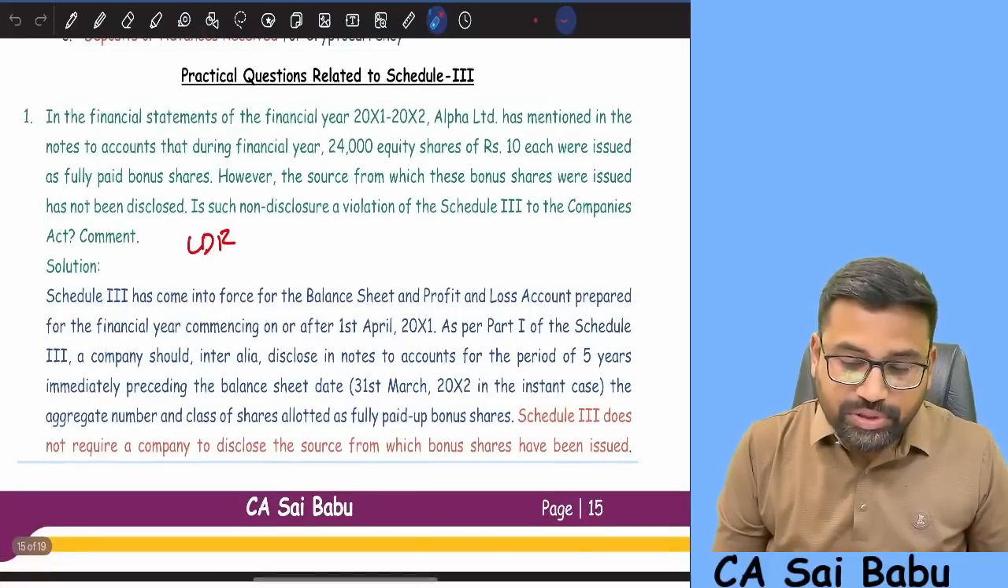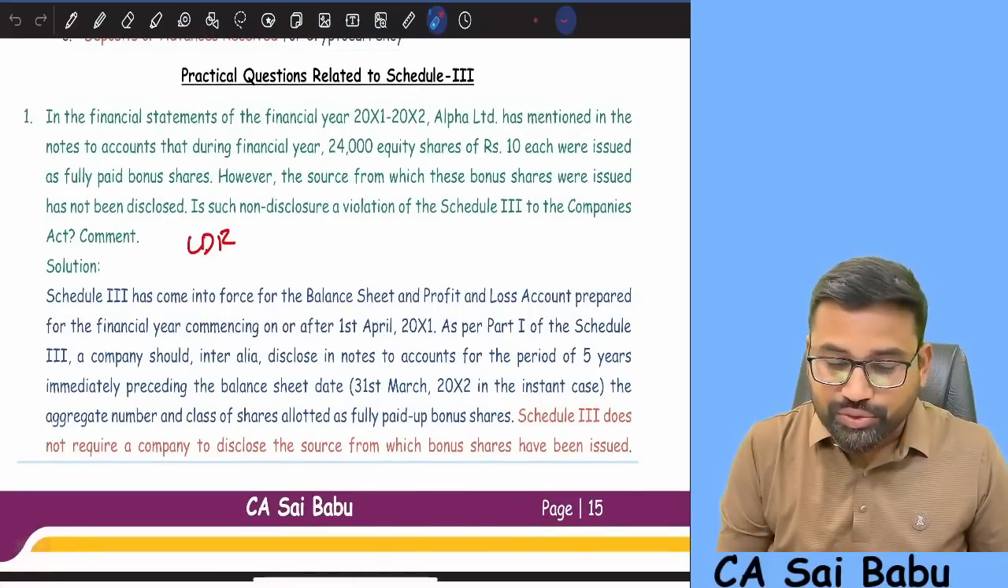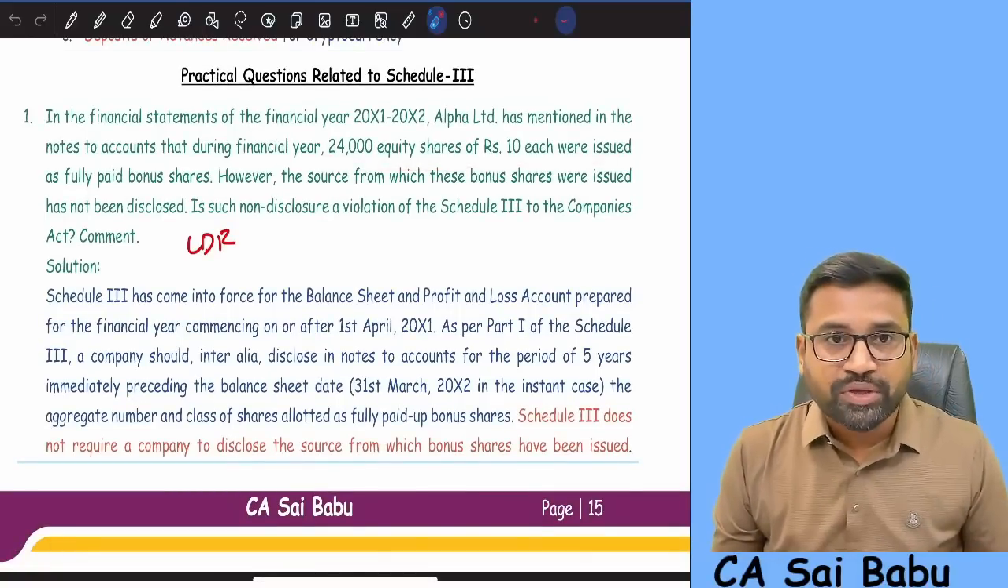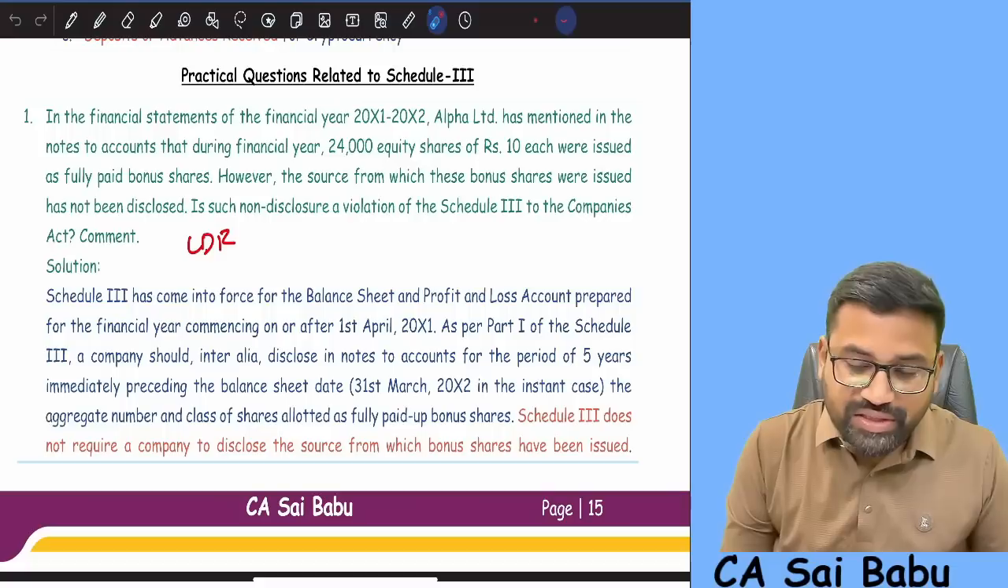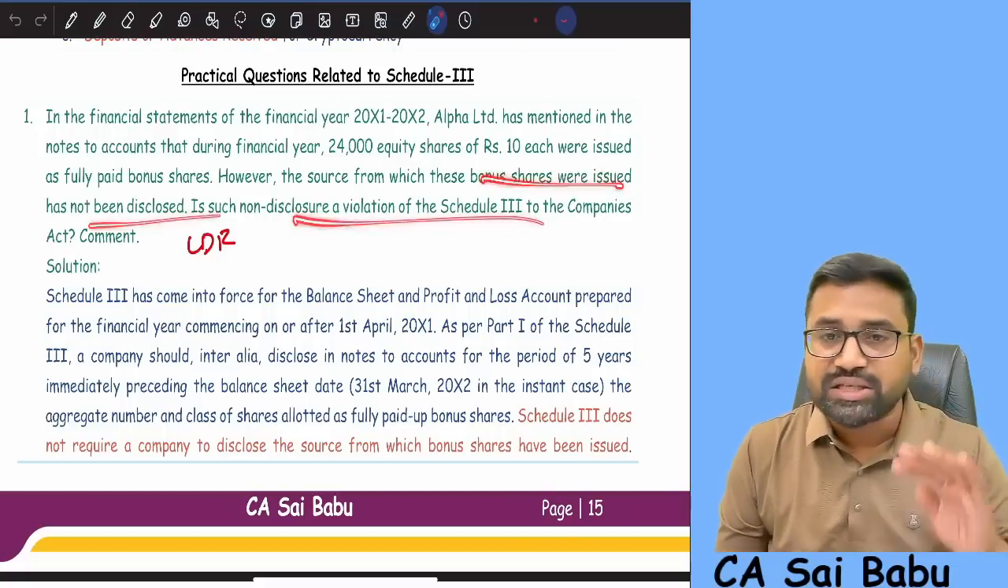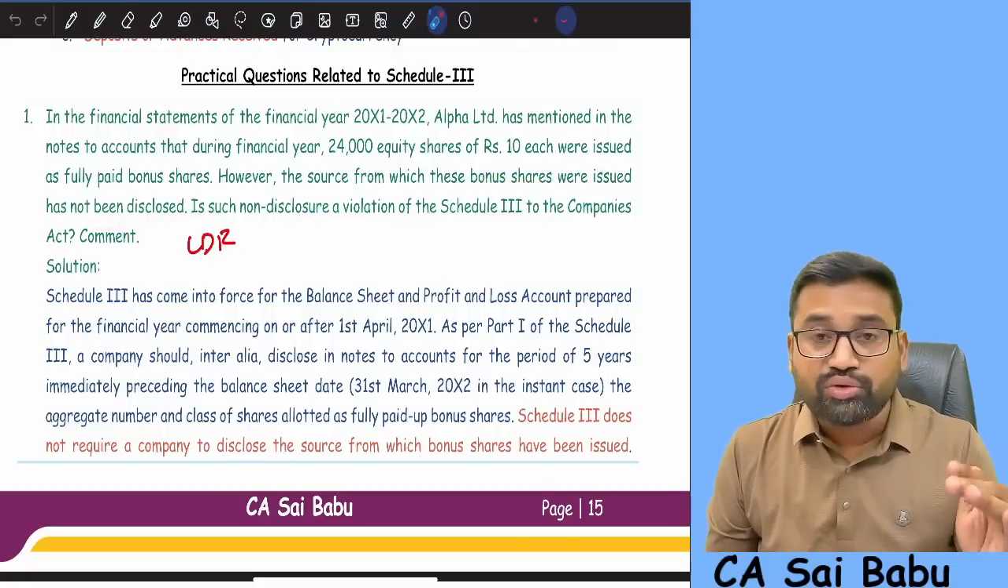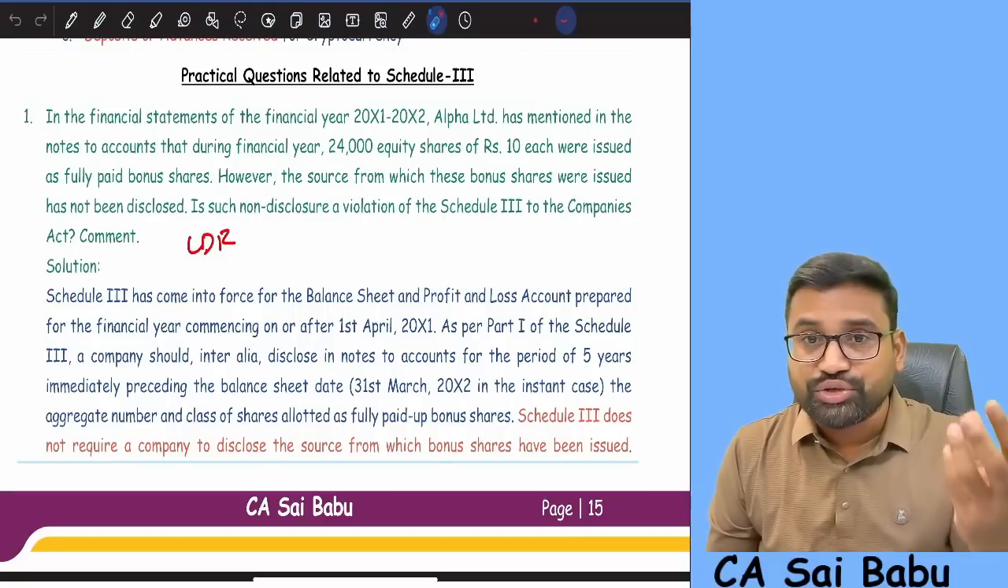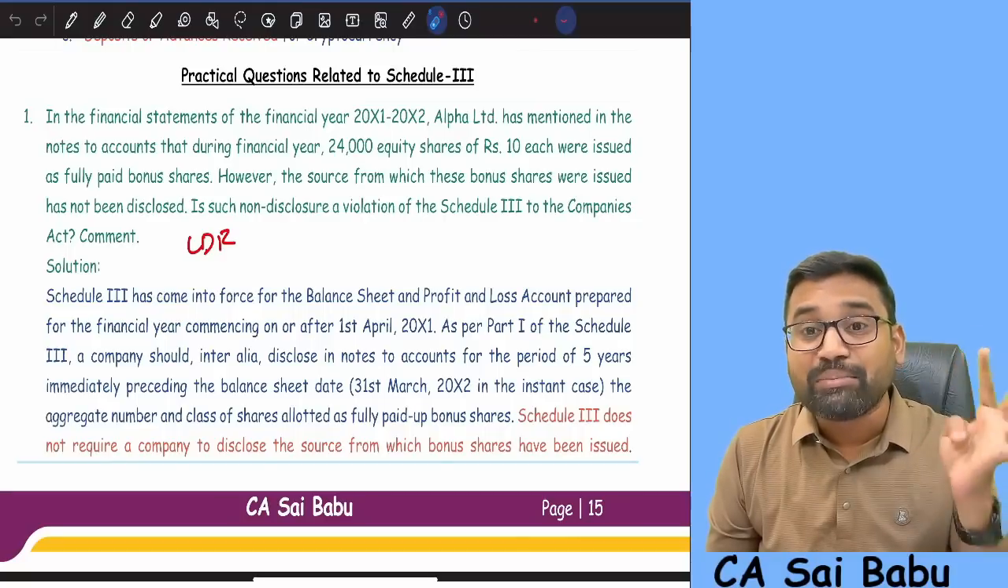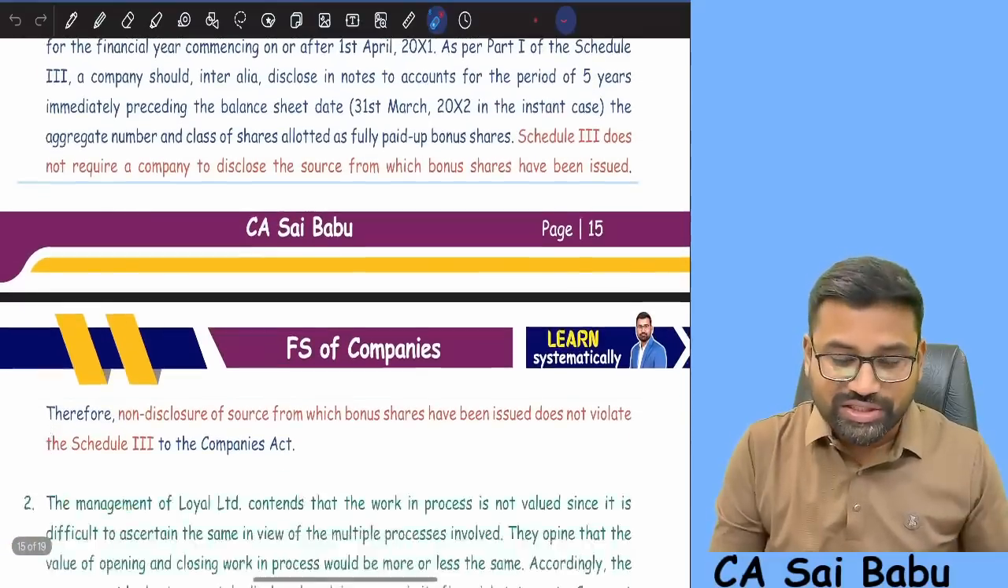In this, suppose a company has given 24,000 bonus shares of 10 each, but they have not mentioned the source from which these bonus shares have been issued. Is it a violation? Not a violation. Just now I told you, as per Schedule 3, whenever a company issues bonus shares, they need to mention the aggregate number and class of shares. No need to mention the source. So it is not a violation.